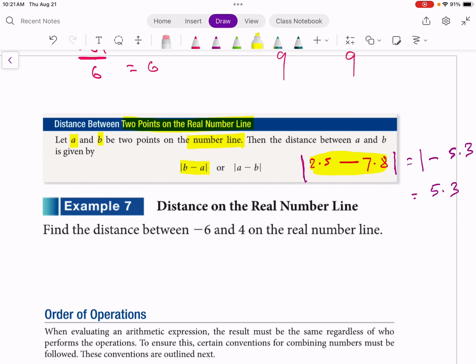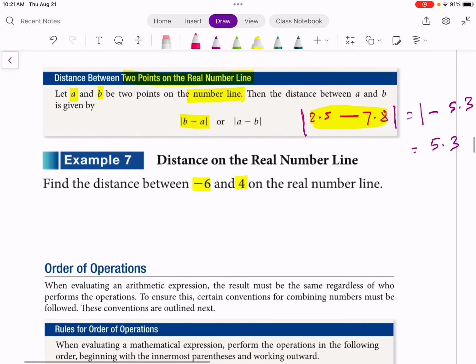Okay, so here we have an example. We are asked to find the distance between negative 6 and positive 4. So we write down the absolute value sign, then the difference of these two numbers. Difference means you have the subtraction sign. So negative 6 minus 4. This is the absolute value of negative 10, and positive 10 is the distance between these two numbers. You find the difference and find the absolute value of that difference of two numbers. That is the distance between two numbers.